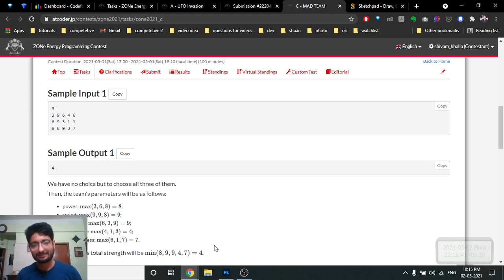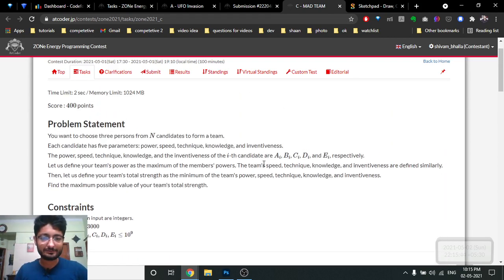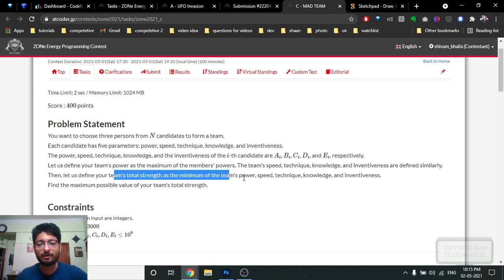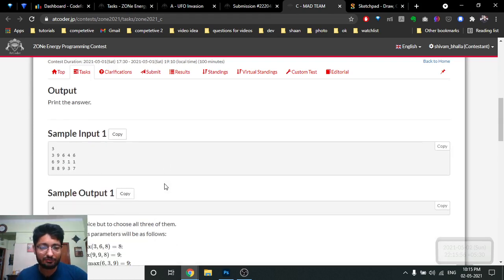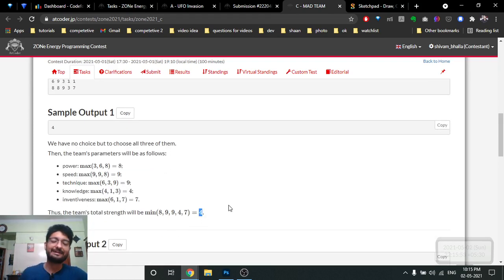In the end, this is the most important line: you have to maximize the possible value of your team's total strength. As you can see, the team's total strength is the minimum of all of these values. You're finding the minimum value, and you want to maximize this.